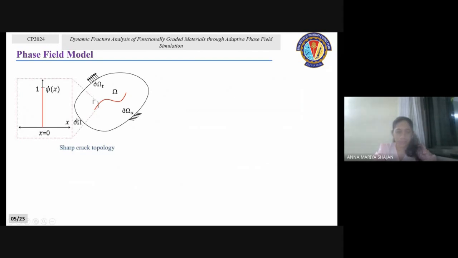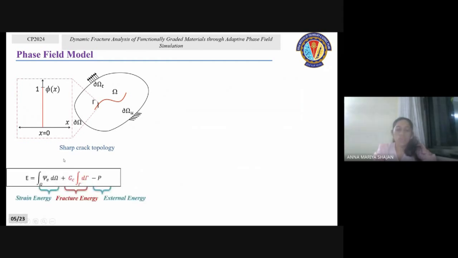So, in the discrete model, the discontinuity is represented by a sudden jump which has value 1 at the crack. Here we will have the energy functional which is the summation of the elastic strain energy and the external energy. And if you have a crack, we will have an additional term that will be the fracture energy term. And in the discrete crack model, we will integrate it over the crack domain, and GC is the critical energy release rate.